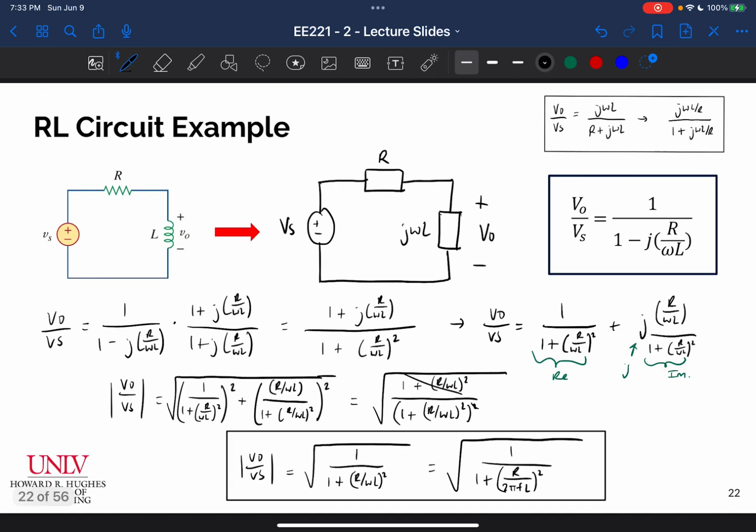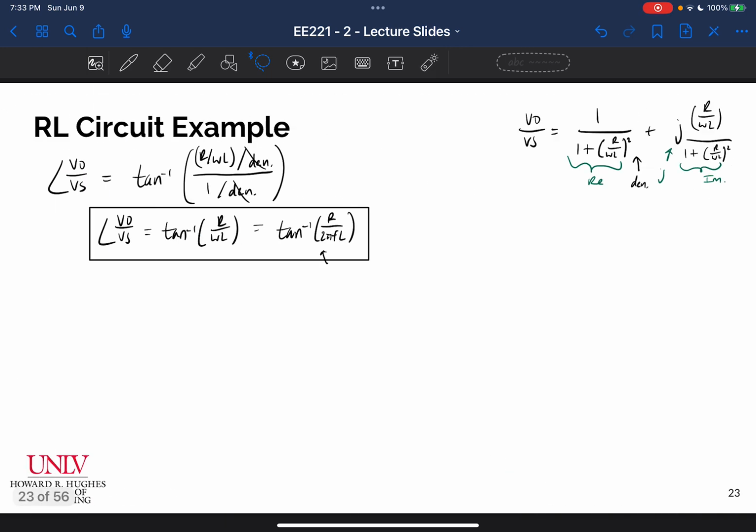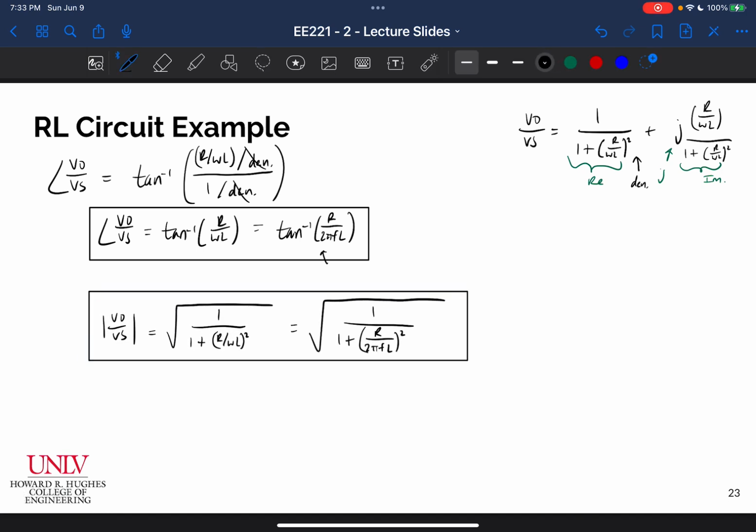We've got the magnitude over here in terms of F, so let's grab this. Copy and paste it over here. And of course, this is my phase in terms of F. This is my magnitude in terms of F. And now we can come to the next slide where we're going to go ahead and plot our magnitude and our phase like we did previously. So let's grab this one.